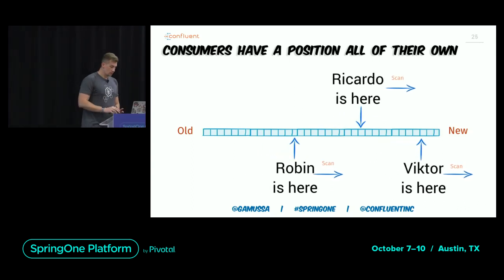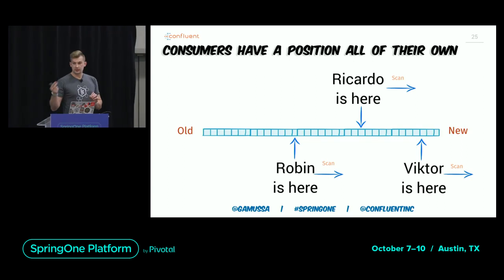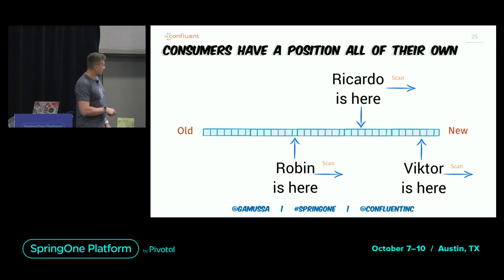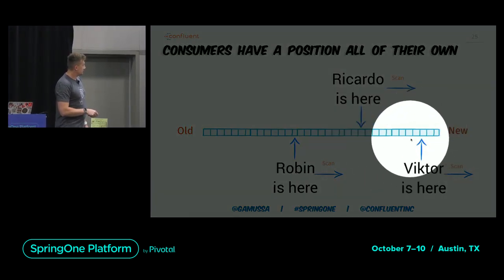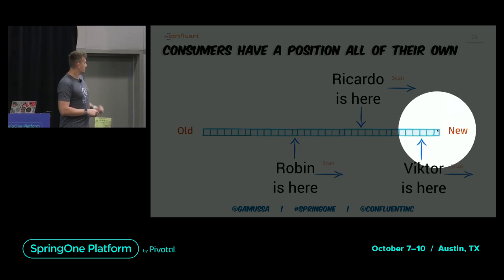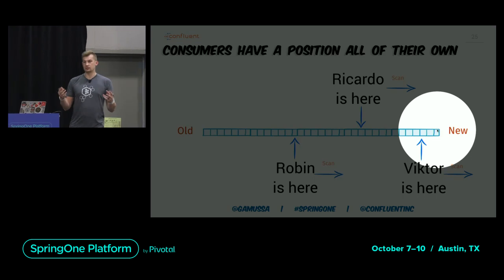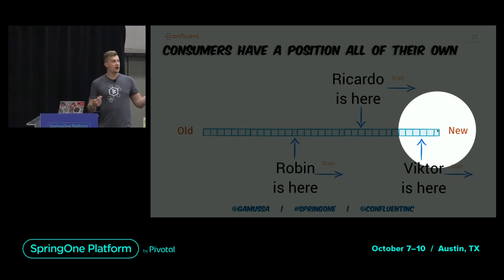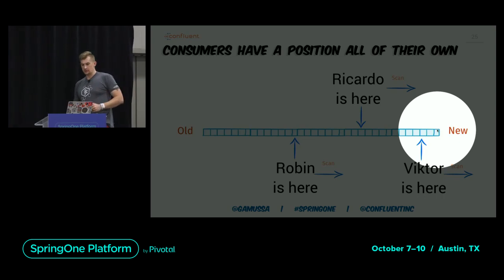And you can track this position difference between the current position and the new data that comes into the system. We call that the consumer lag. So how far we are from the high watermark of this topic.